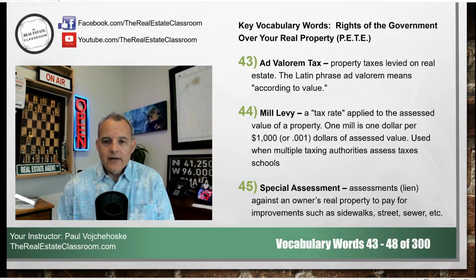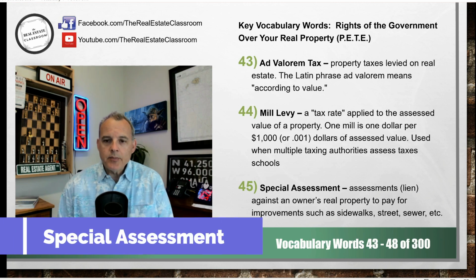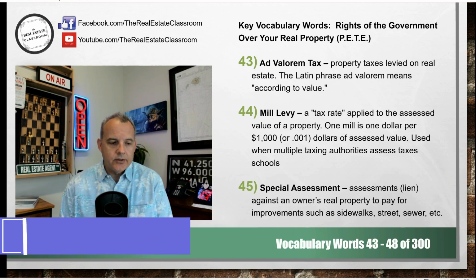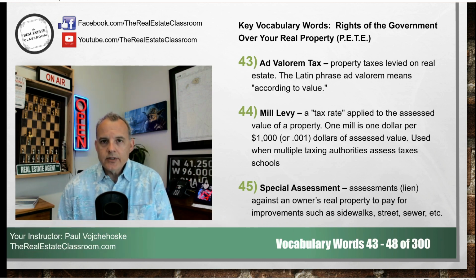Now, number 45 of 300 is a special assessment. A special assessment is a lien that is placed against the property to pay for improvements such as sidewalks, streets, sewers, street lights, those type of things.